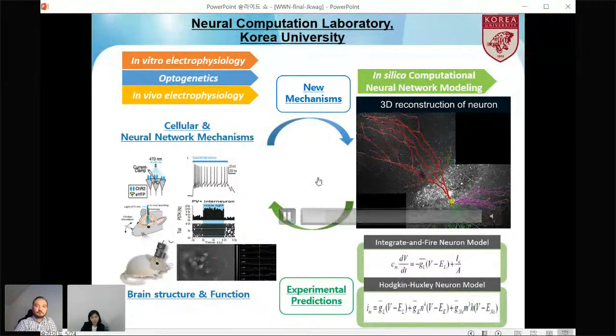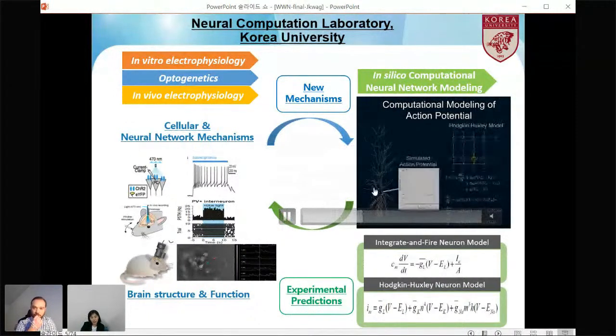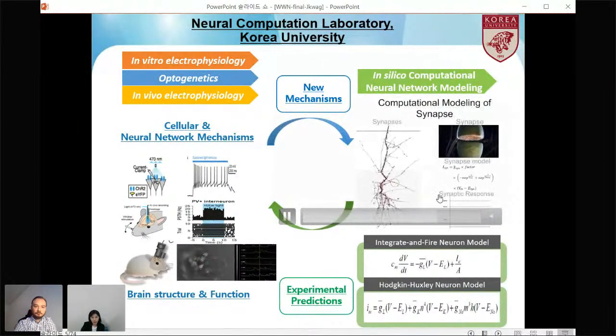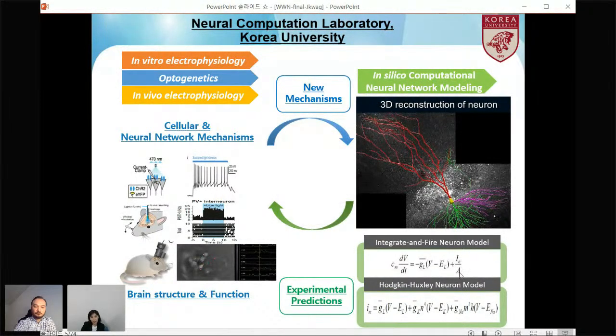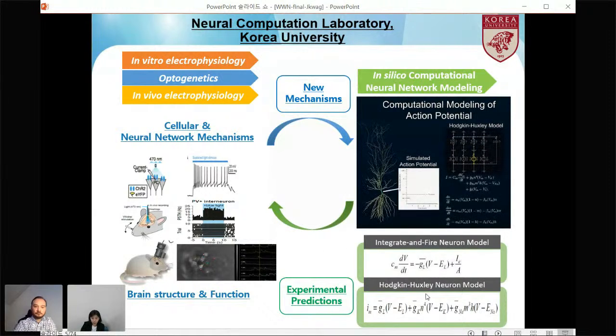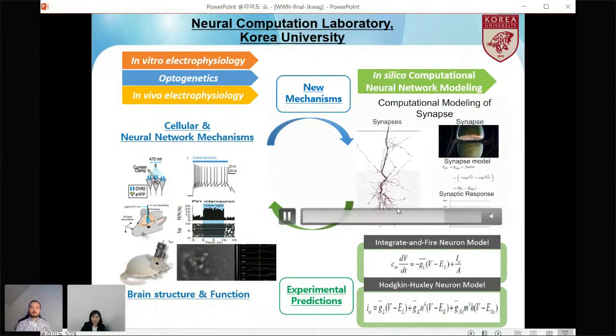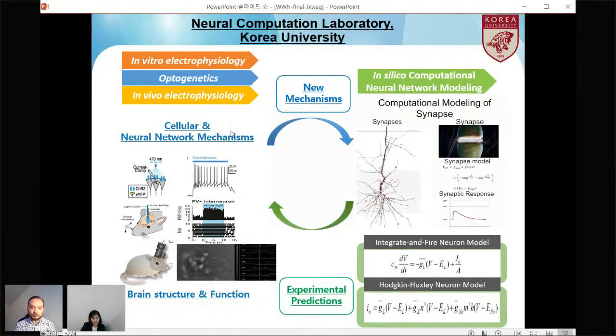So let me just show a quick short video. We sometimes build full morphology computational models of neurons that have typical Hodgkin-Huxley type neuron spiking mechanisms, or we also have integrate-and-fire neuron models built, so that we can construct realistic neuron models to understand the brain better, which cannot be investigated using conventional experimental methods. After building these computational models, we can confirm the experimental results, but we can also get new predictions that can be tested further in experiments.